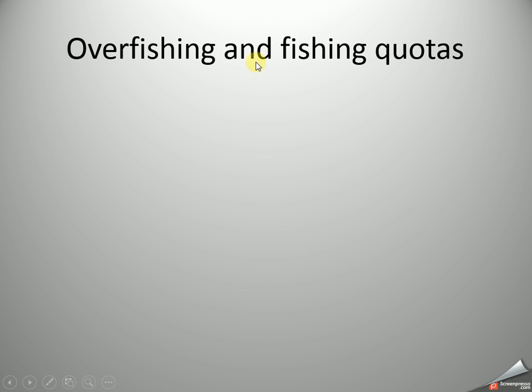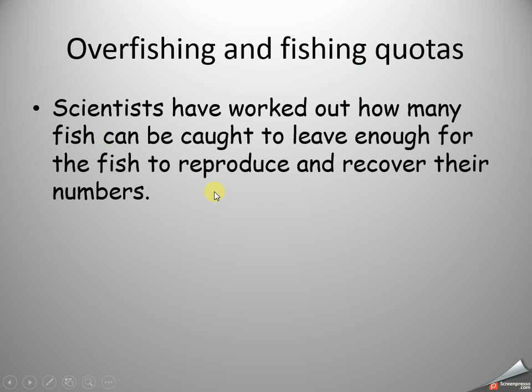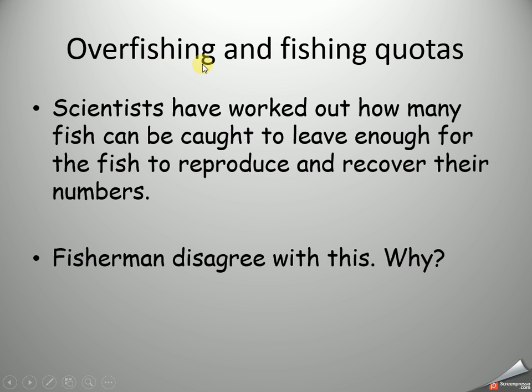Okay, that's why we have fishing quotas. Fishing quotas talk about how many fish we've got and how many we can catch, so that would leave enough breeding pairs to increase their numbers. Because we don't want overfishing. If we overfish too much, there are not enough males and females to recover their numbers, and they will die.